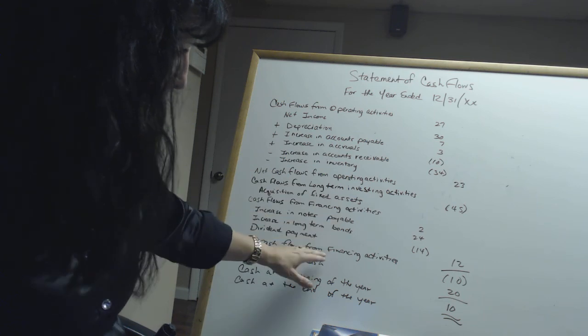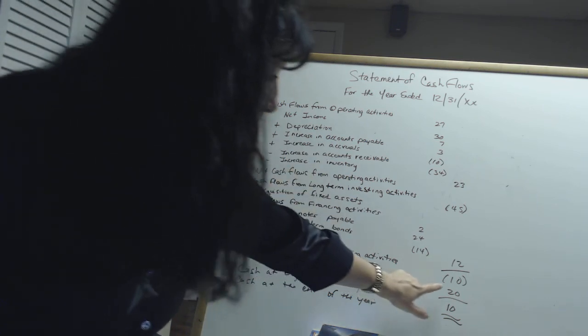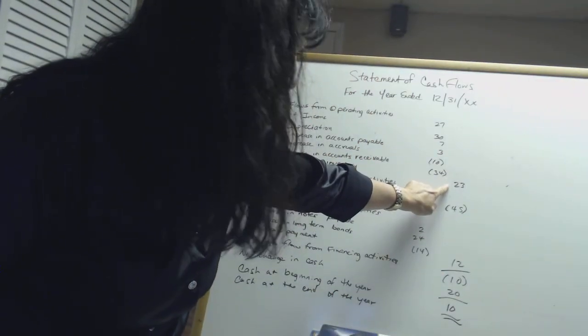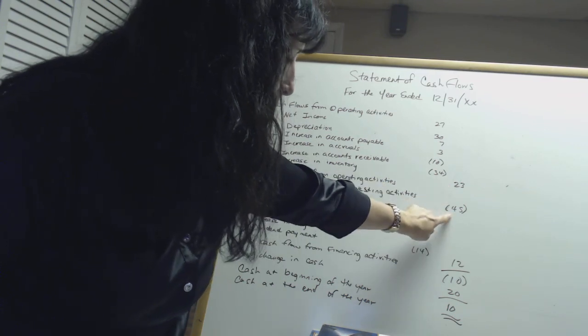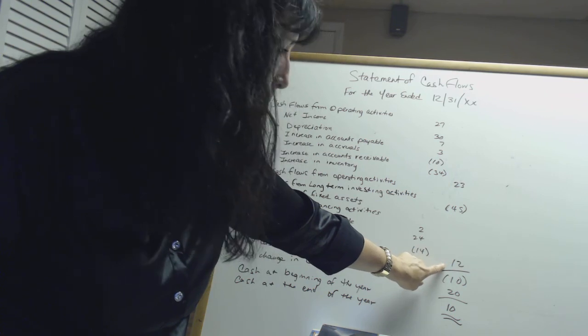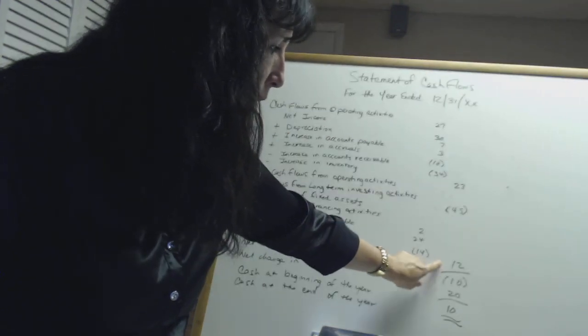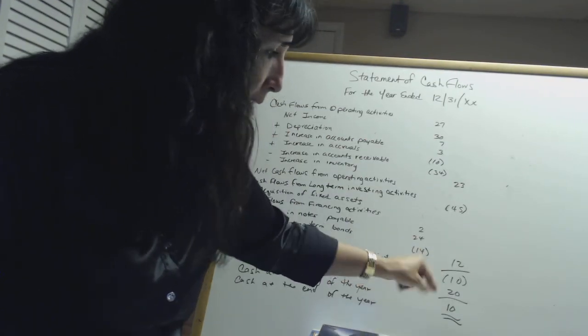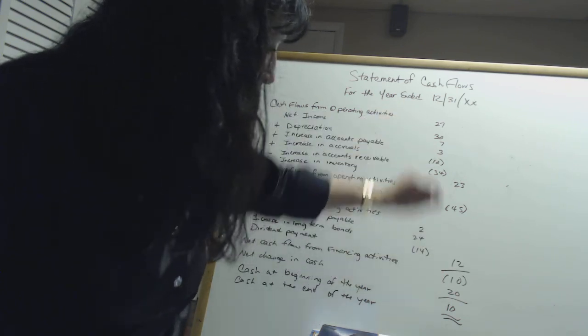So then we have our three sections. So we have our net change in cash. We had income or cash from operating activities of 23. We used 45 to buy fixed assets. And then we had cash from financing activities of 12. So we had a net decrease in cash for this year.